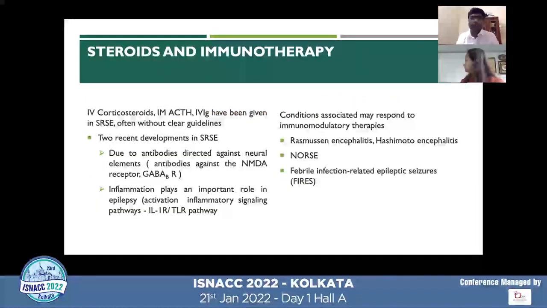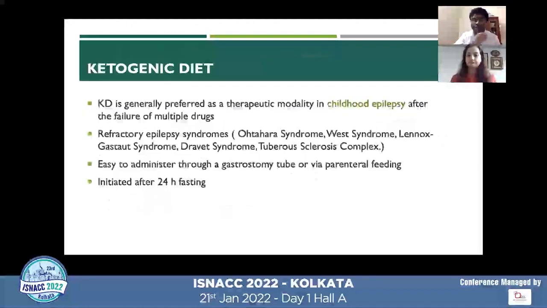Steroids and immunotherapy with IV steroids, intramuscular ACTH, and IV immunoglobulin have recently been used in a few of the epilepsy syndromes without any clear guidance, because research has found antibodies directed against neural elements like NMDA receptors or GABA-B receptors, and a role of inflammation in epilepsy. Immunotherapy and steroids are helpful in a few conditions like autoimmune encephalitis, NORSE, and febrile infection-related epilepsy syndrome.